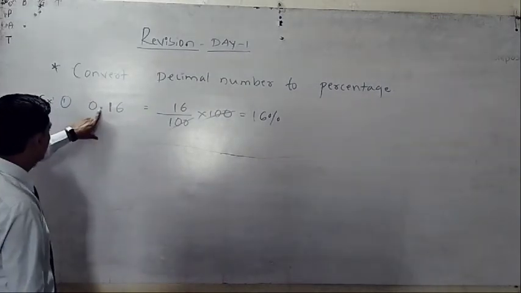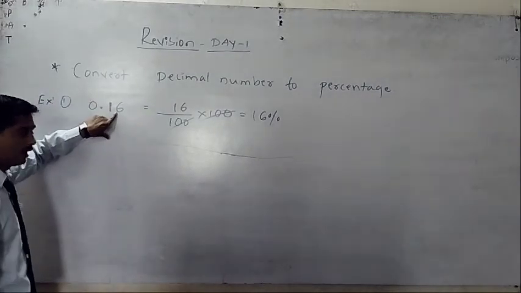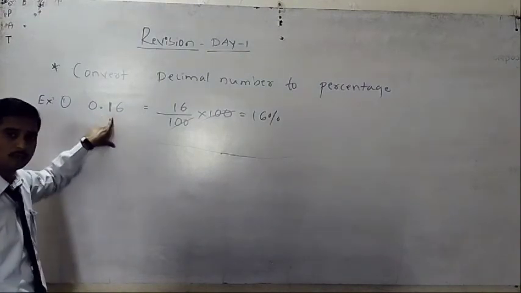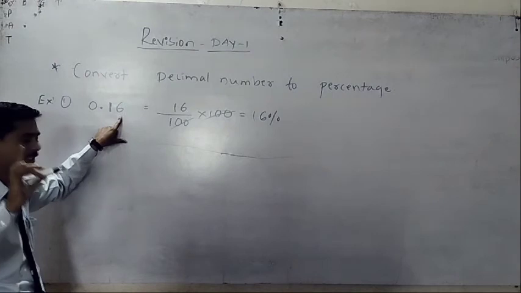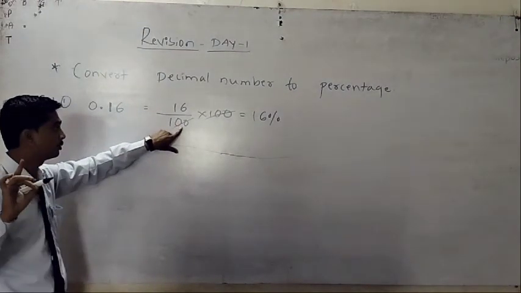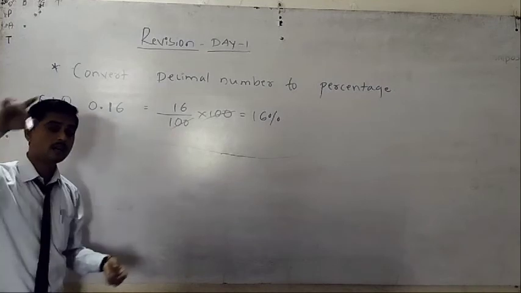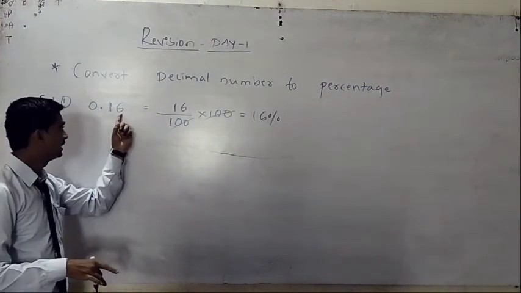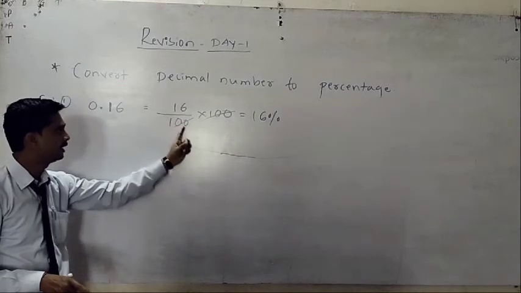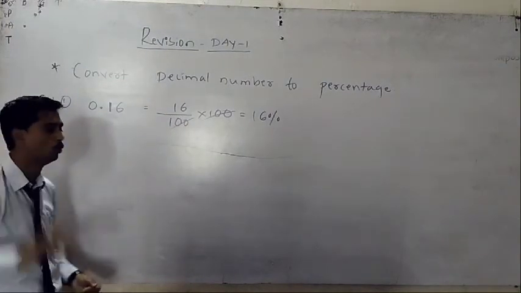Okay. 0.16 is there and we have to find which place 1 is and which place 6 is. Sir, 1 is at the 10th place and 6 is at the 100th place. That's why we are writing 100 here, sir. Why? Because 6 is at the 100th place, so we wrote 100. Then again 16. 16 by 100. This is the rule.